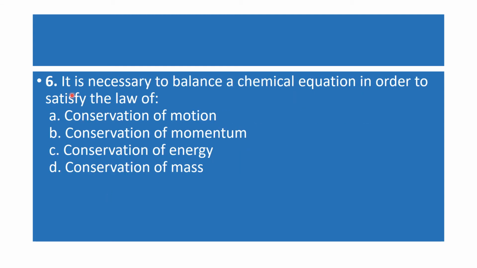Next is, it is necessary to balance a chemical equation in order to satisfy the law of conservation of motion, conservation of momentum, conservation of energy, conservation of mass. You know that a chemical equation is balanced to satisfy the law of conservation of mass. Hence, option D is correct.